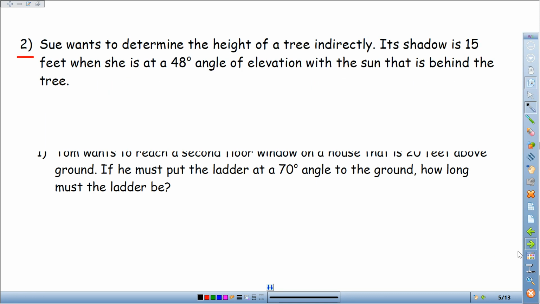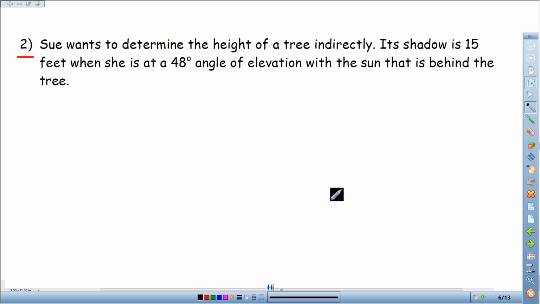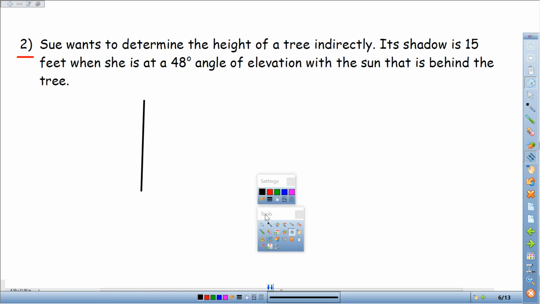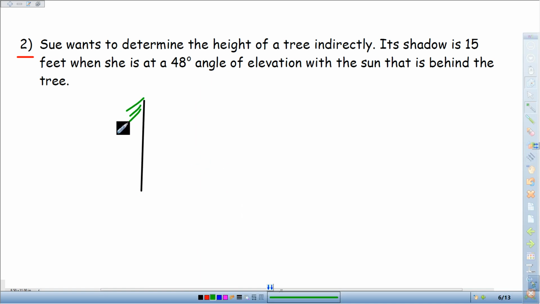Okay, so number 2. Let's go ahead and just draw this in. It says Sue wants to determine the height of a tree indirectly. So first thing, let's draw a tree. Maybe I'll make it a solid line. Your drawings don't need to be beautiful. It could literally just be a line, but I'm going to put these just to make it look like a tree. The height of this tree is what we're looking for. That's going to be my variable. Next thing, its shadow is 15 feet. So this thing is casting a shadow on the ground. That's 15 feet.